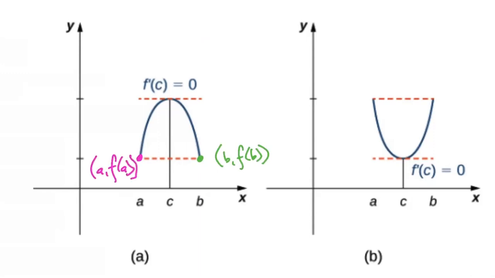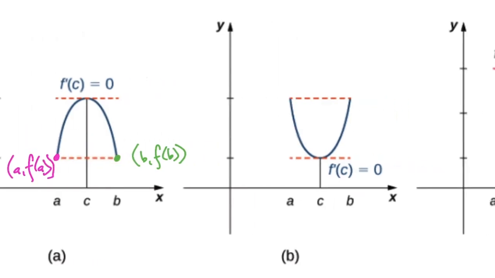What can we say about the pink point and the green point? Bingo. That horizontal line is telling us that those y values are equal. Exactly. They are also the endpoints of this graph for sure. But one thing that we might notice is that f of a equals f of b, right?